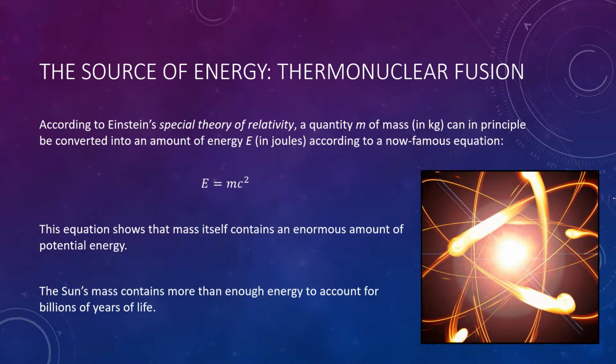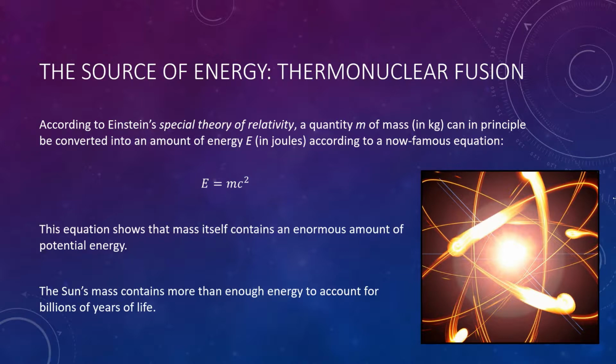of relativity in 1905. According to Einstein's special theory of relativity, a quantity m of mass, measured in kilograms, can in principle be converted directly into an amount of energy, E, recorded in joules. According to a now famous equation, E equals mc squared, where c is the speed of light. A small amount of matter can release an awesome amount of energy. For example, if the mass in just 1 penny, which is about 2.5 grams, were completely converted into energy somehow, it would release about 5 times the energy of the nuclear bomb that detonated over Hiroshima.